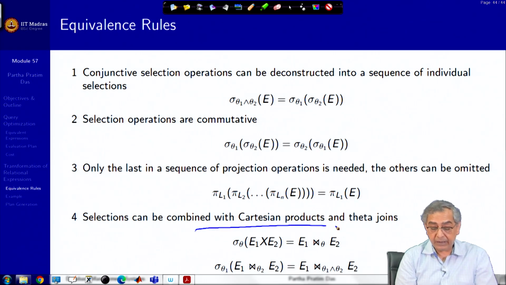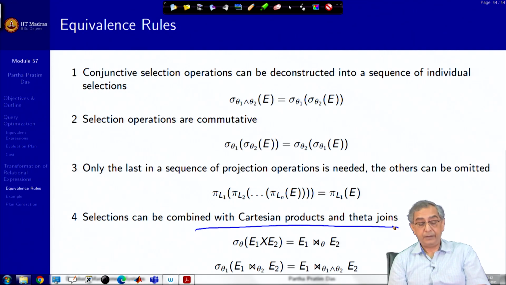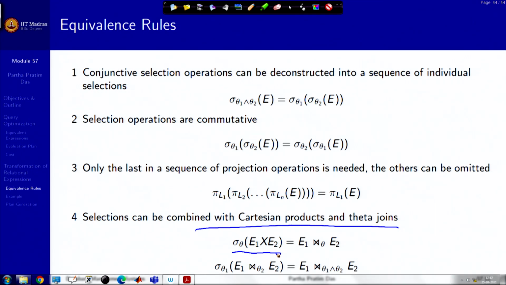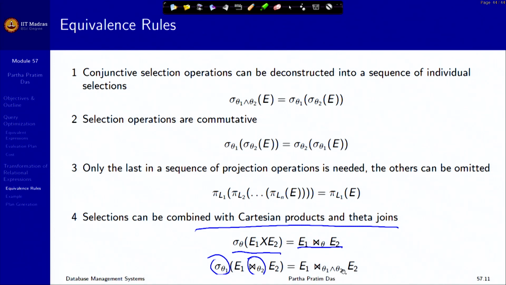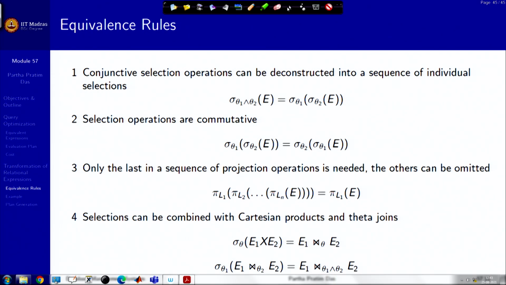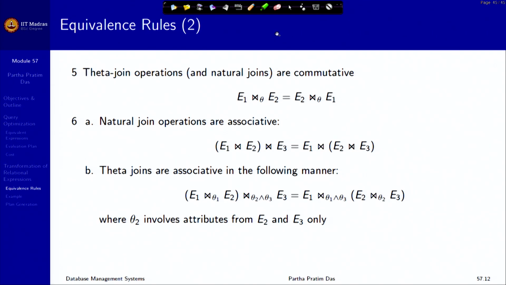The selection combined with Cartesian product and theta join. So, if you do a Cartesian product and then do a selection by theta, it is same as the theta join, that basically is the definition. And if you have two conditions, that is, if you are doing a theta join and then do a selection, you can combine these two conditions into the same theta join. So, these are very intuitively clear equivalences, but we are just noting them down.